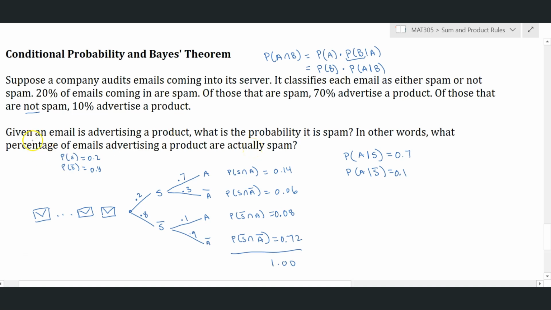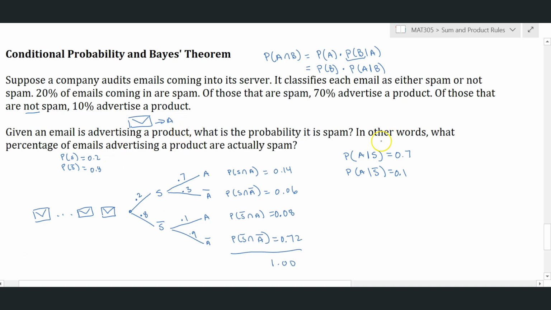Now, our question is, given an email is advertising a product, so that's what we know. We've just picked up an email, and we know that it is advertising a product. Now, if I didn't tell you anything about that email other than it's advertising a product, how certain could you be that that email was spam? So you don't know that it's spam. I'm just telling you, hey, I've got an email here. It is advertising a product. Can you tell me how likely you think that it is spam?